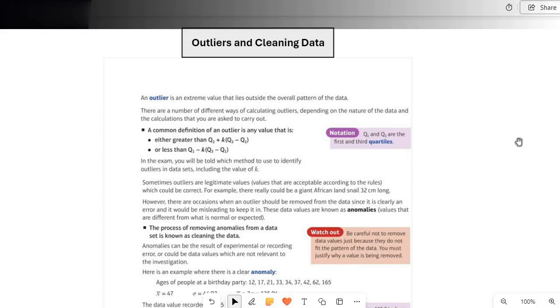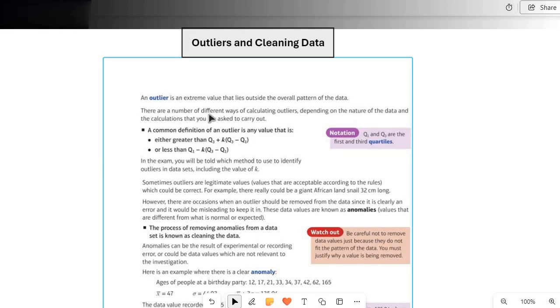In our last video, we discussed the representation of data in the form of pie charts, bar graphs, and histograms. Today, we will be discussing outliers and cleaning data. An outlier is an extreme value that lies outside the overall pattern of the data, which we have discussed as being extreme values if you remember during our discussion of the mean.